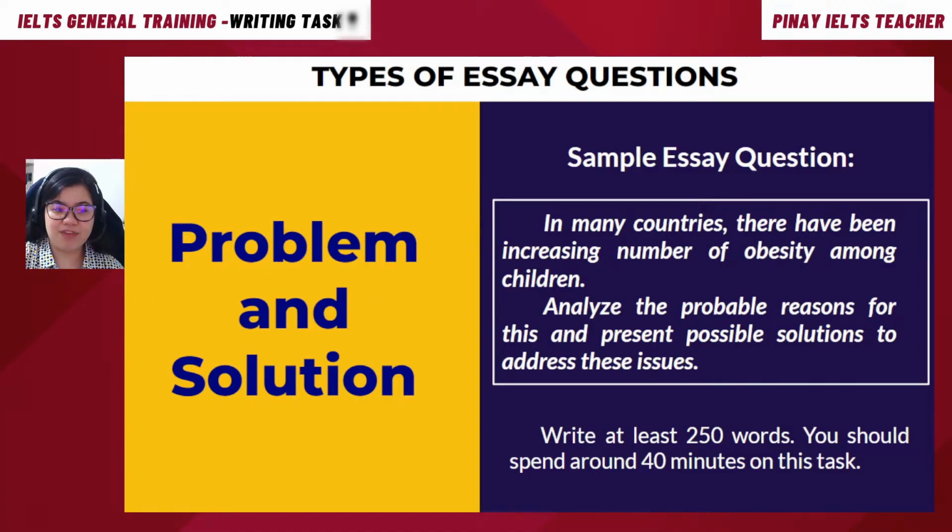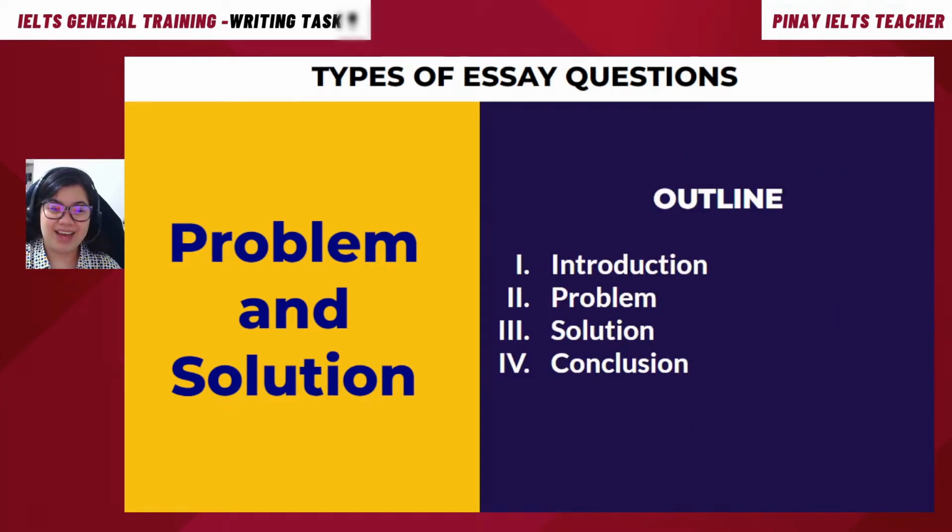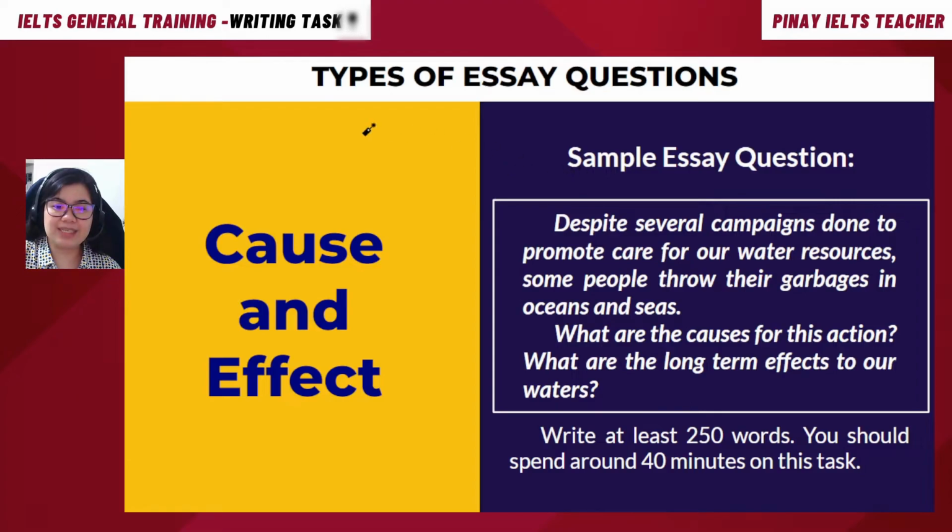Okay, if you guess it right, it's actually simple. Main body paragraph 1 would talk about the reasons or the problem, and main body paragraph 2 would focus on the solution. That easy. All right, as you see here: introduction, problem, solution, and conclusion. All right, moving forward, what's the next type of essay?